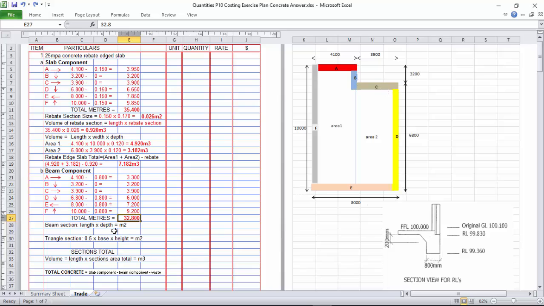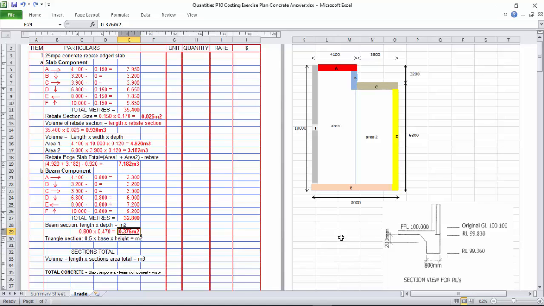Then what we have to do to calculate the volume of the edge beam, we need the length times the sectional size. So we've got to calculate the beam section, which we'll just do this rectangular section to start with, and it is 800 by 0.47, and that gives us a total of 0.376 meters squared.